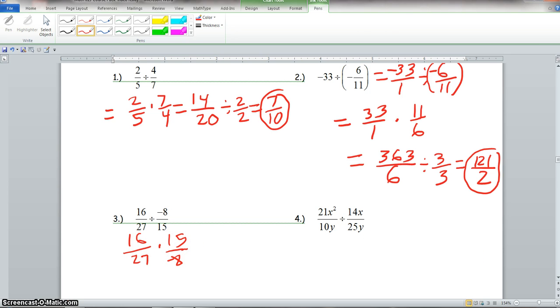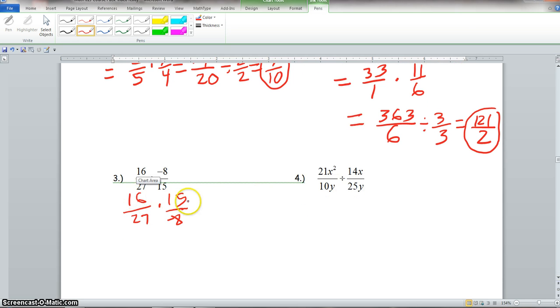Okay, now we're going to multiply here. We have 16 times 15, which is 240, all over 27 times a negative 8, which will give us a negative 216.